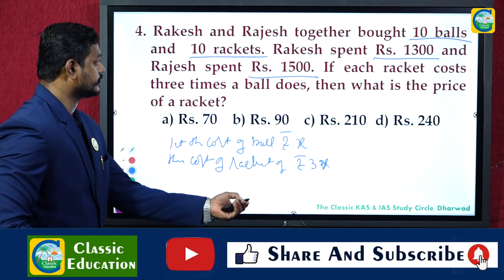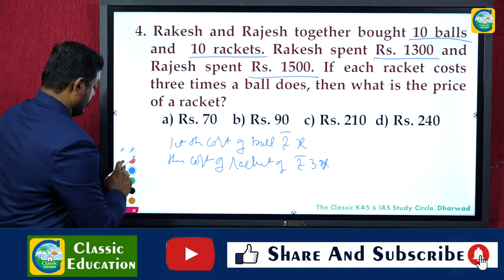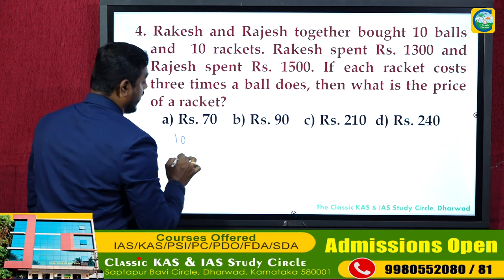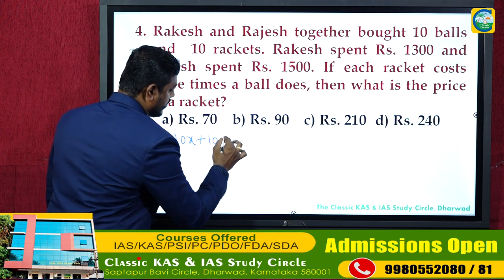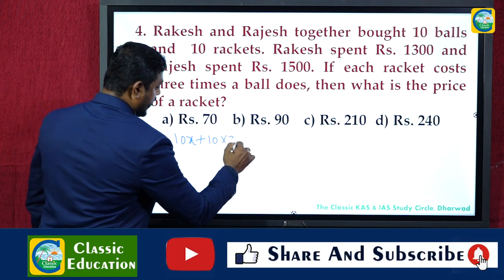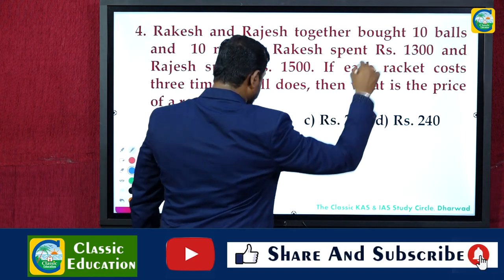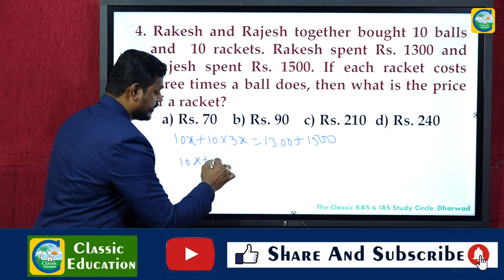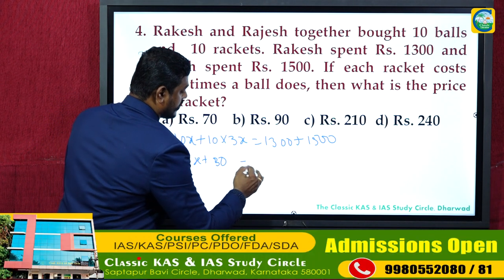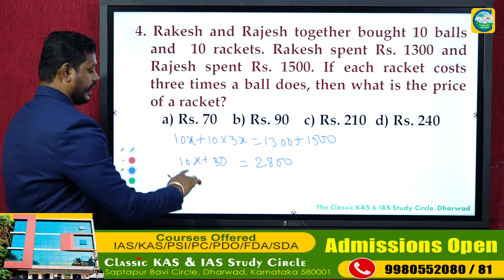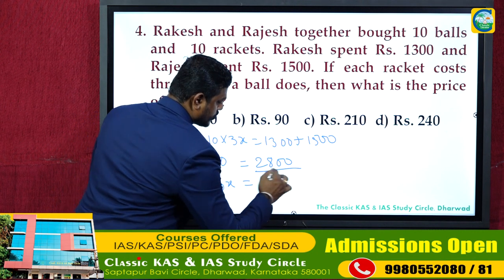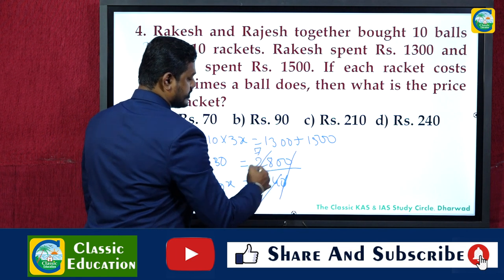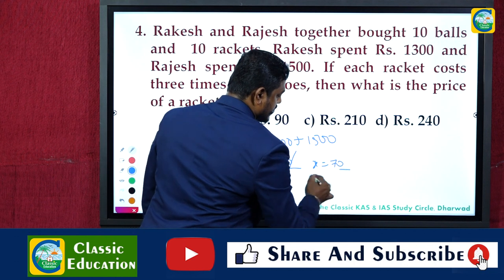Okay, let me see here, I will rub this one. Okay, right. Now I will come to the problem directly. 10x plus 10, into 3x, is equal to 1300 rupees plus 1500. 10x, 10 into 3, that is 30, is equal to 2800. Here comes the 40x, means 2800 divided by 40. The 0 is cancelled, then 4 7s are 28. So now the x value is 70.